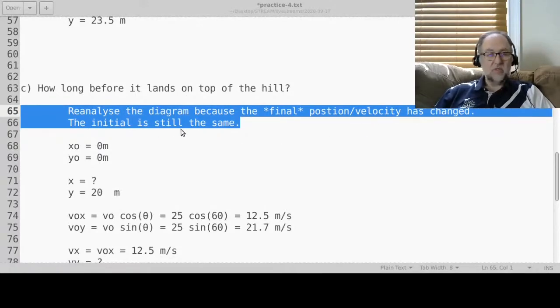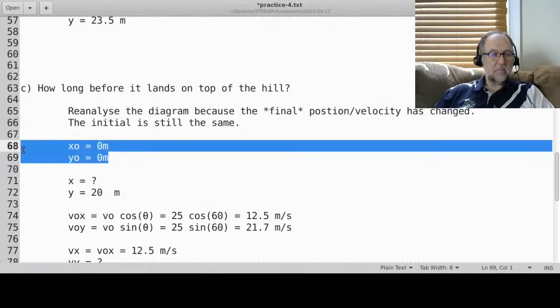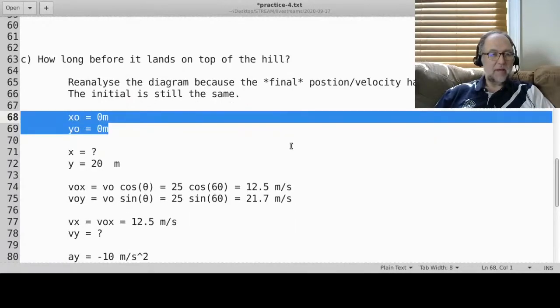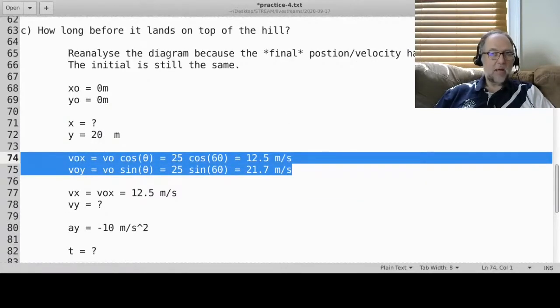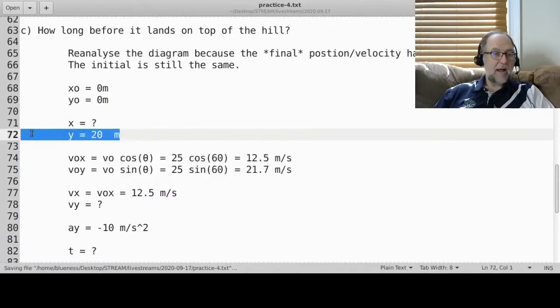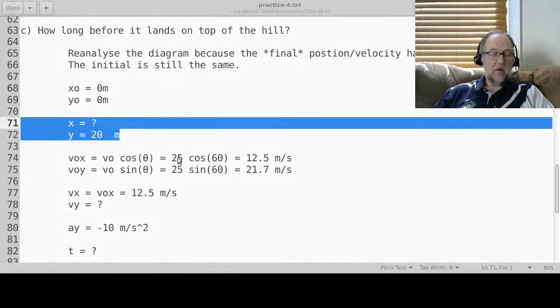Okay, the initial is still the same. Since the initial are still the same, the initial position remains the same, and the initial velocity remains the same. But the final position has changed. X is unknown, but Y we do know now. It's the top of the hill, the height of the top of the hill, which is 20 meters.